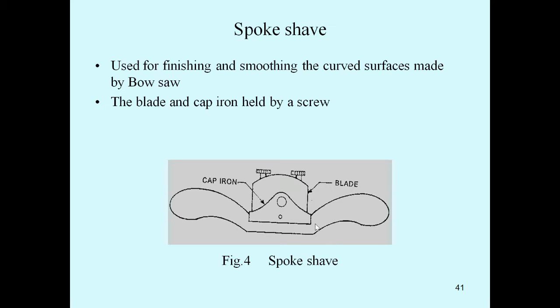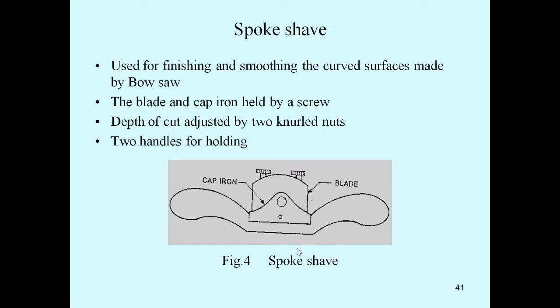The blade and the cap iron are held by a screw, that is, a set screw. The depth of cut on the workpiece is adjusted by the two knurled nuts. Next, two handles for holding. For this type of spokeshave, we have two handles for holding.